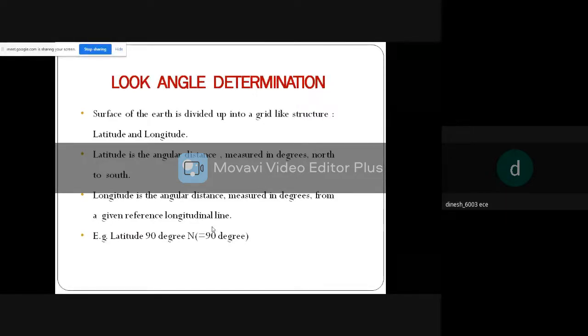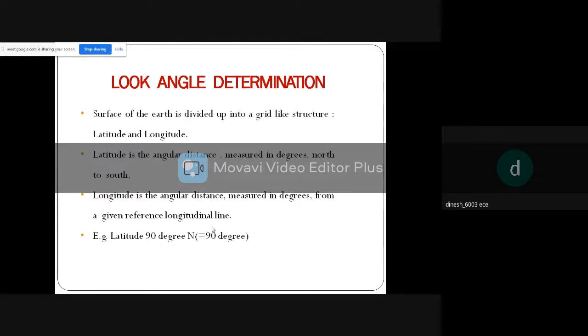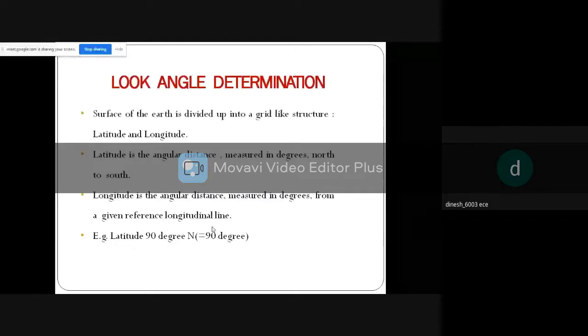Next is look angle determination. The surface of the earth is divided up into grid-like structures. As I said earlier, the terminologies are latitude and longitude. Though you would have studied latitude and longitude earlier, some of you are not familiar. What is latitude? How do I measure whether it is east-west or north-south? I'll give you the definition now. Whether you are familiar or not, you can make a note of this.